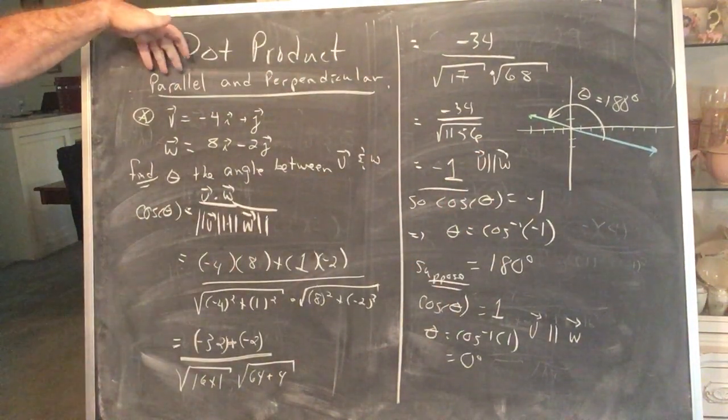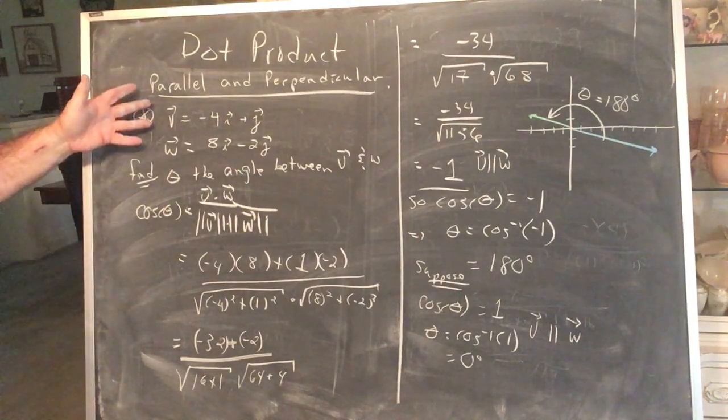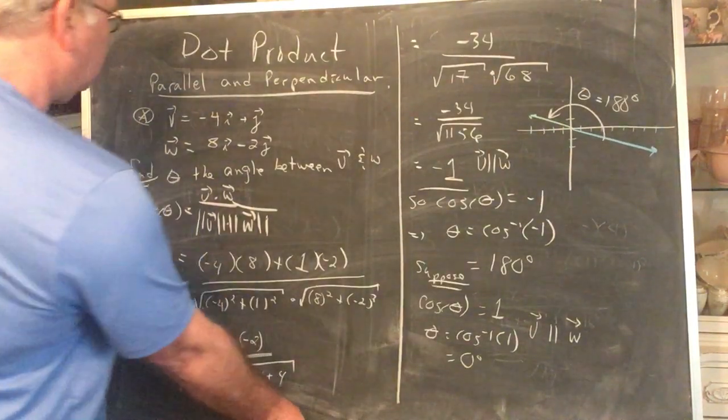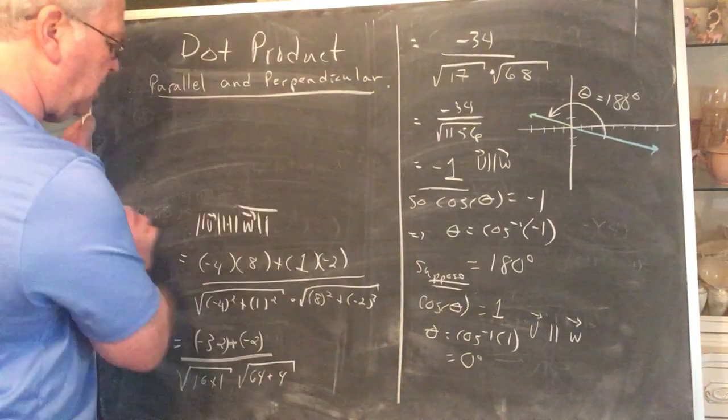So vectors can be parallel, and that is found by taking the dot product divided by the product of the magnitudes and computing cosine inverse. If that works out to be 0 degrees or 180 degrees, then the vectors are parallel. Now, we did an example in the previous video where this next piece works out.